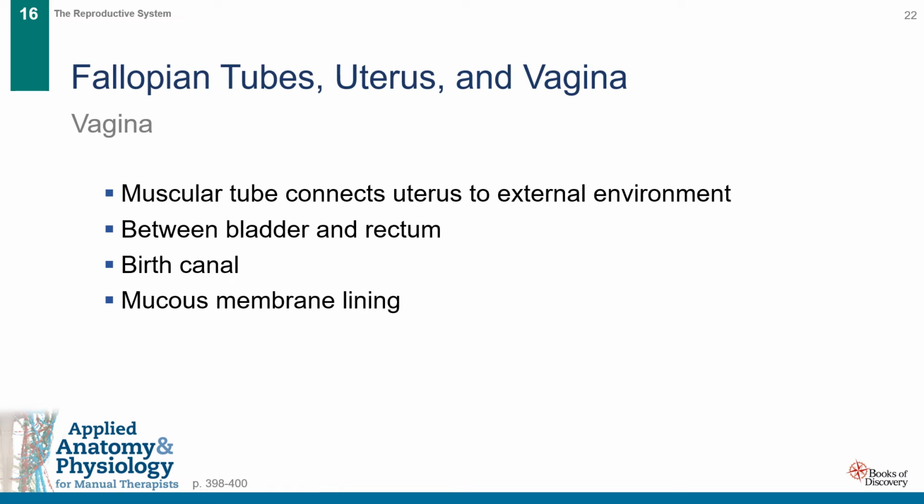Because the vagina opens to the exterior environment, it has a mucous membrane lining contiguous with the linings of the uterus and the fallopian tubes. This explains why vaginal infections and sexually transmitted diseases such as gonorrhea, if untreated, can spread into the pelvic cavity.